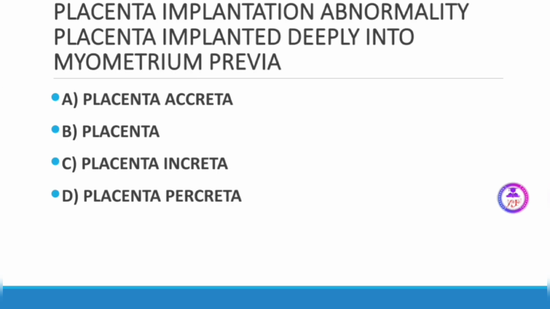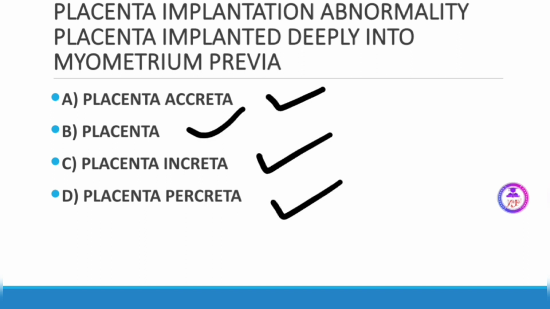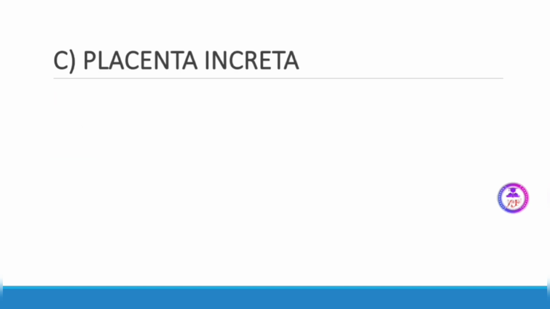Placenta implantation abnormality. Placenta implanted deeply into myometrium is called as, what is it called? Placenta accreta, placenta increta or placenta percreta. These are all the type of abnormalities where the placenta is attached abnormally. So here the answer is placenta increta.